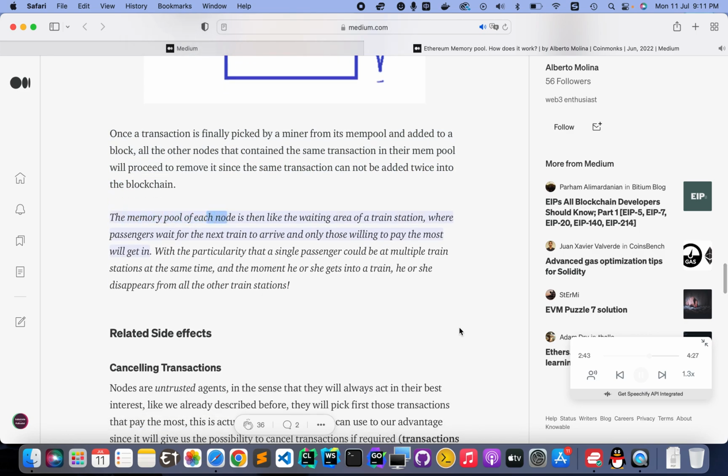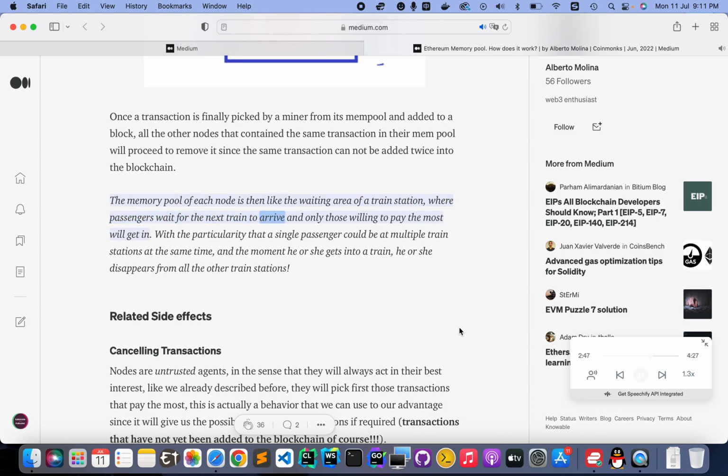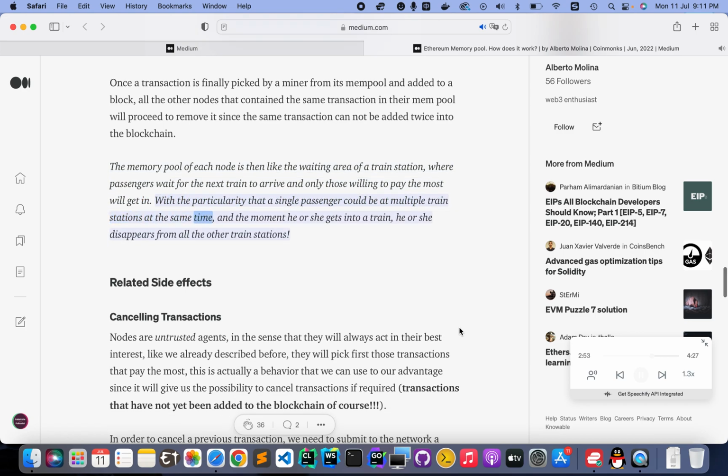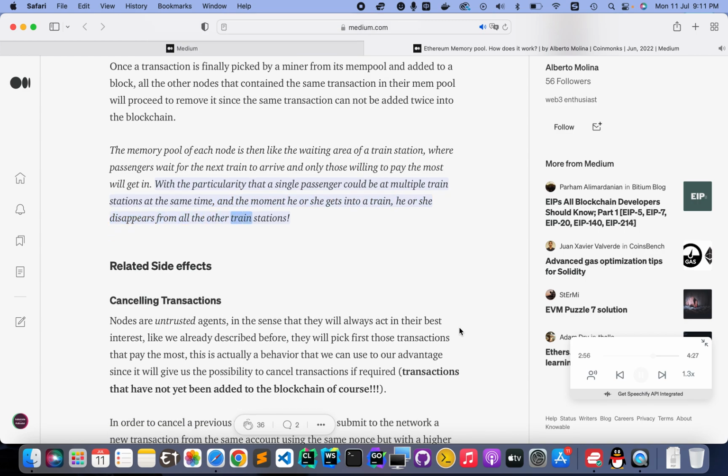The memory pool of each node is then like the waiting area of a train station, where passengers wait for the next train to arrive and only those willing to pay the most will get in. With the particularity that a single passenger could be at multiple train stations at the same time, and the moment he or she gets into a train, he or she disappears from all the other train stations.